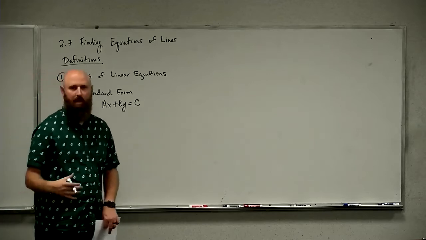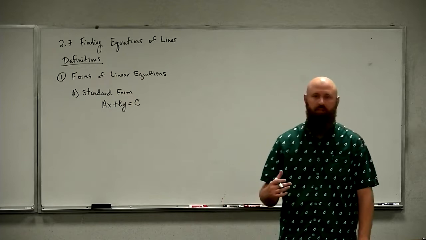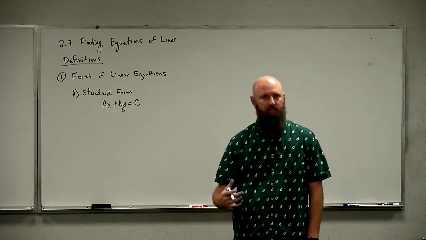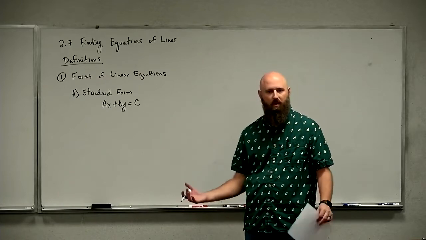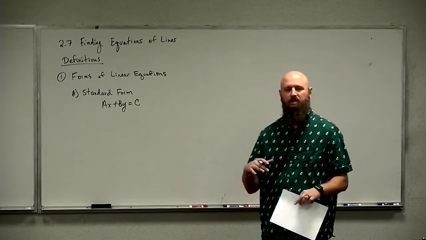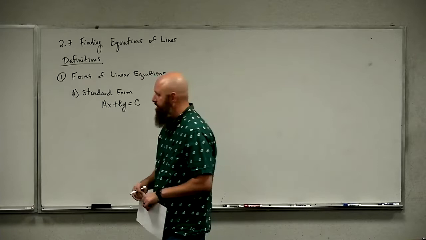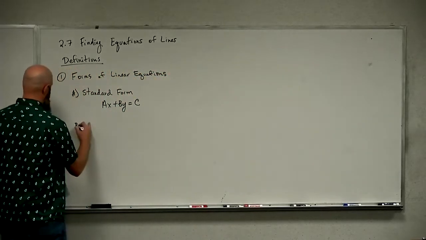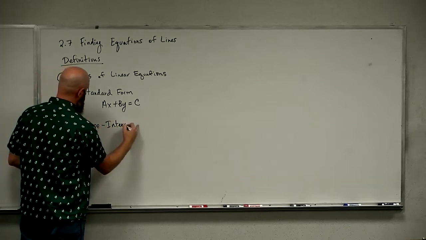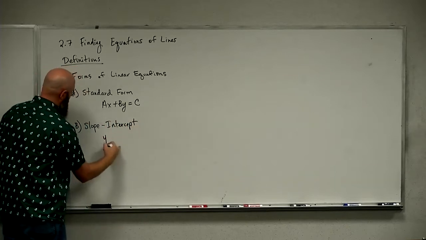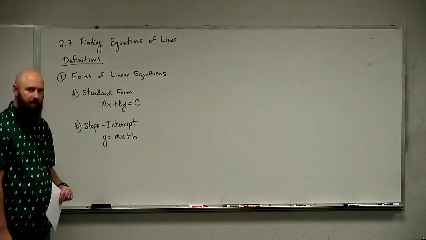Now we see it written this way a lot just because we have the x and y on the same side. It's the nature of the way things work out, especially in real world situations and word problems. We don't usually work with this one for writing equations, so we're not going to spend time on it, but it is a form we need to know about. Our second one is slope-intercept, which we already looked at, and that is y equals mx plus b.